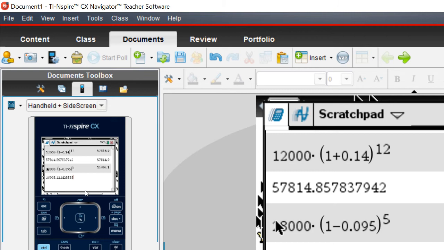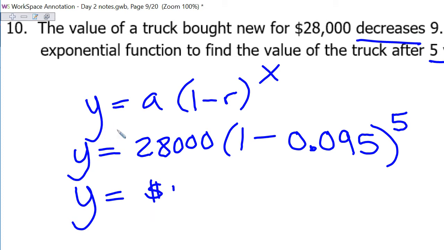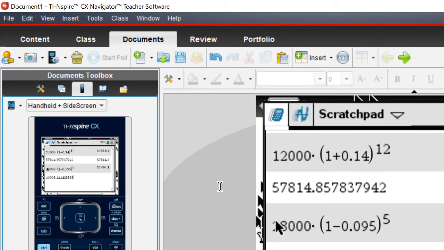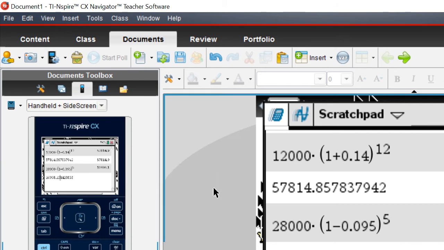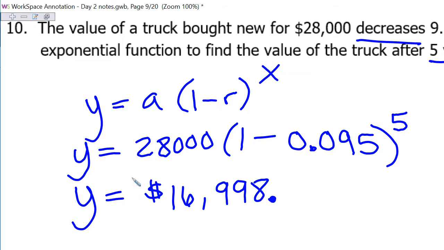So our answer needs to be $16,998. And for money, how many decimal places do I need? 2. So let me go back. Behind the decimal, I see a 12. Behind the 12 is a 1. So does it round up or stay the same? Stays the same. So this would stay at 12. So $16,998.12.